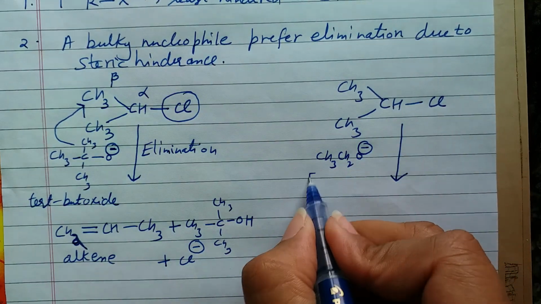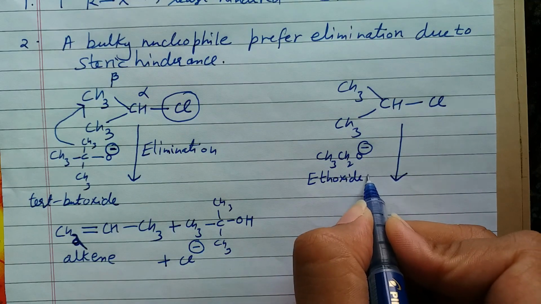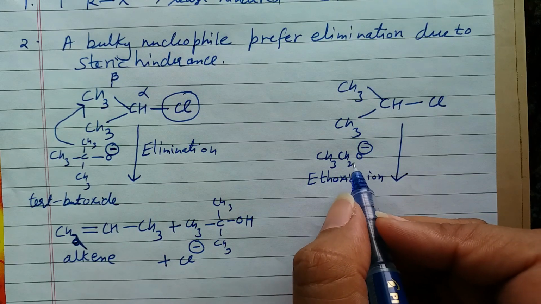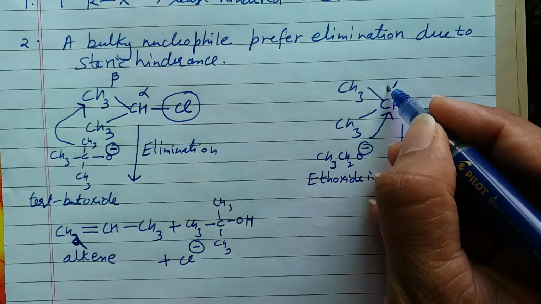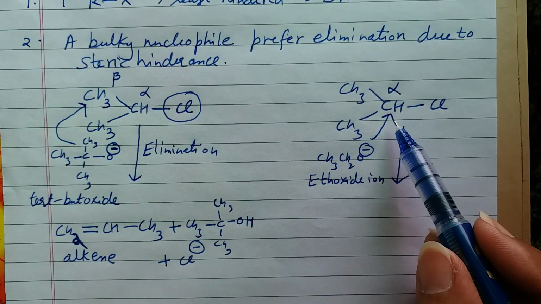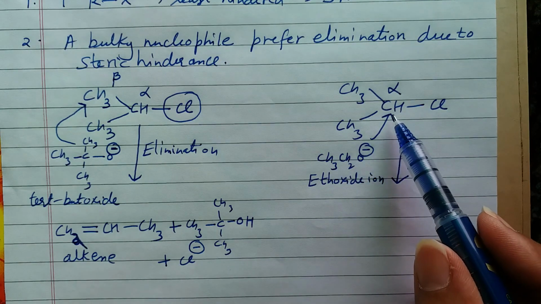Okay, this is the ethoxide ion. Now the ethoxide ion is not that bulky. It is a small nucleophile. So what happens? It attacks the alpha carbon. It straight attacks the alpha carbon because it is capable of reaching up to the alpha carbon easily, as it is not a very bulky group. No steric hindrance, it can reach up to the alpha carbon.